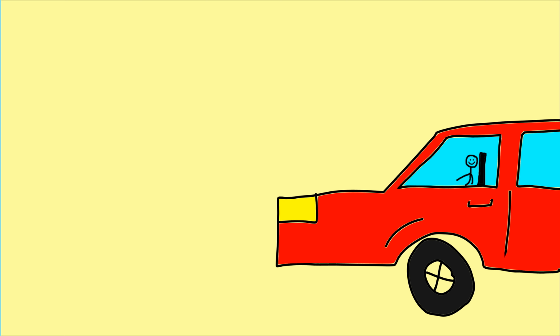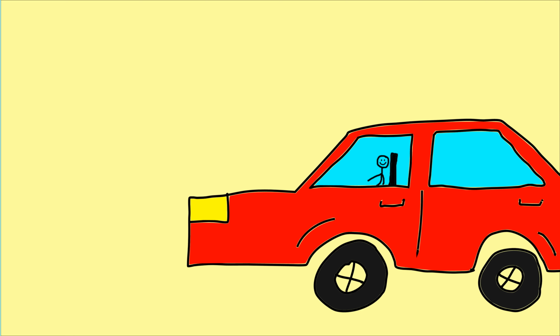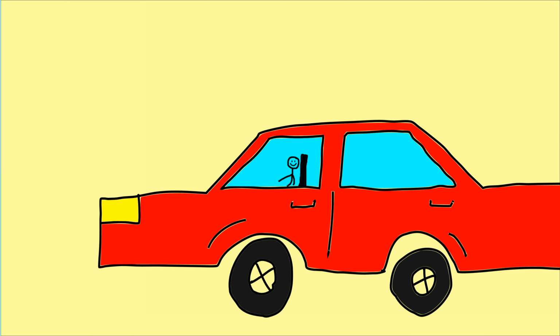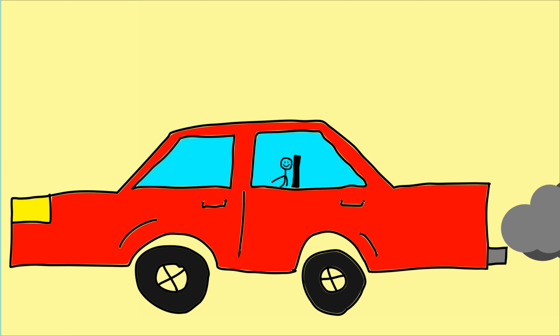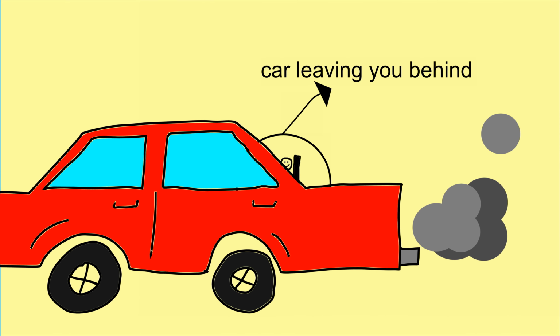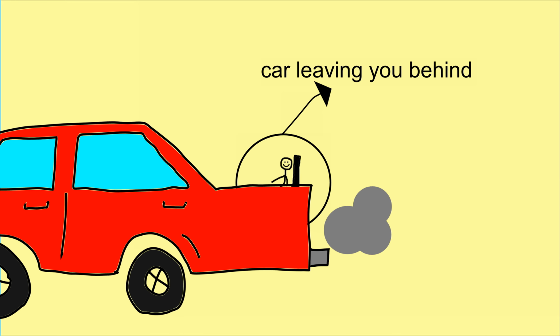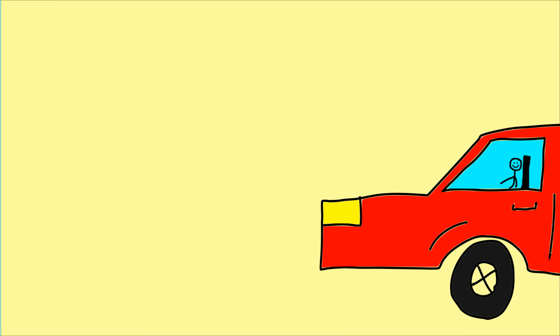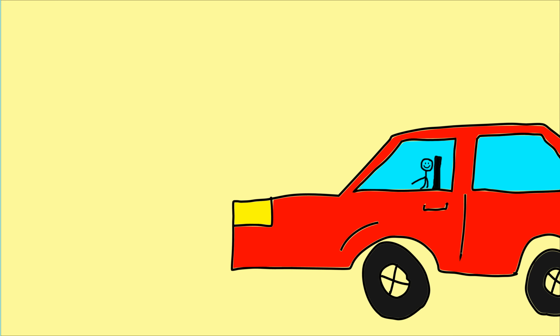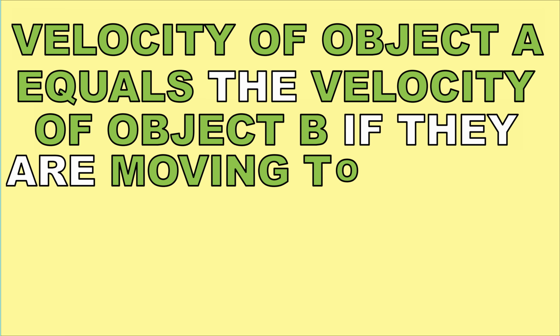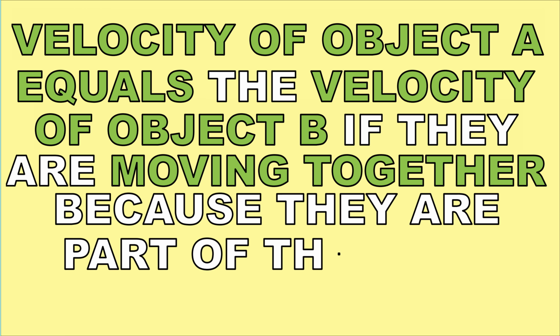Let's expand on this thought. Imagine you're seated in a car that is traveling at 10 meters per second. We already know the speed of the car, but what is your velocity? If you're stationary, in other words having a velocity of 0 meters per second, the car would move off without you, leaving you behind. But this is not the case. You're traveling in the car, and so to continue moving with the car, your velocity must equal that of the car. In conclusion, the velocity of object A equals the velocity of object B if object A is moving together with object B, because they are part of the same system.